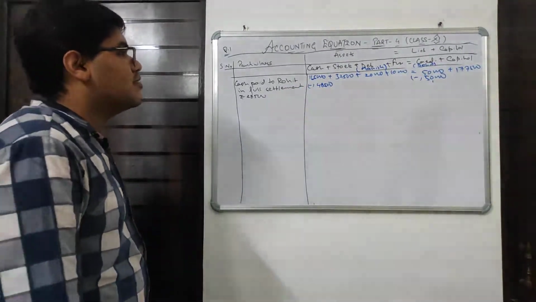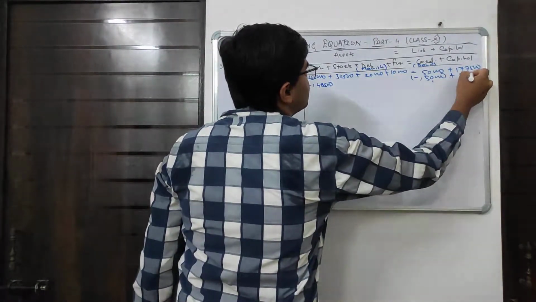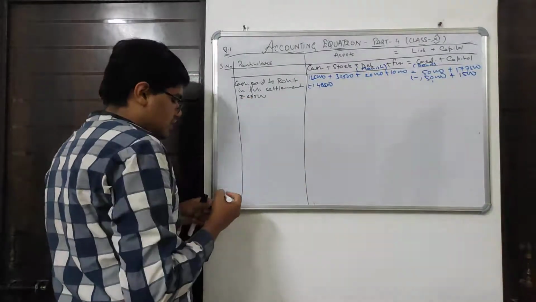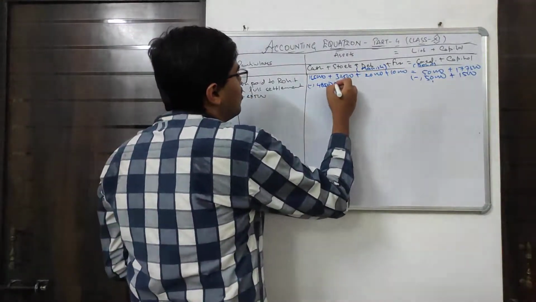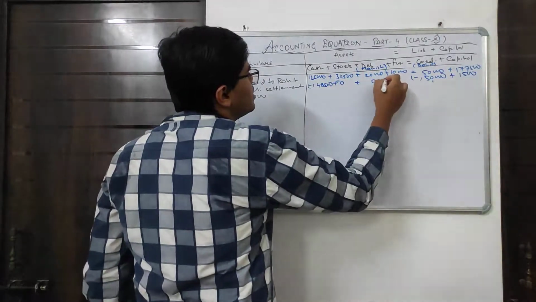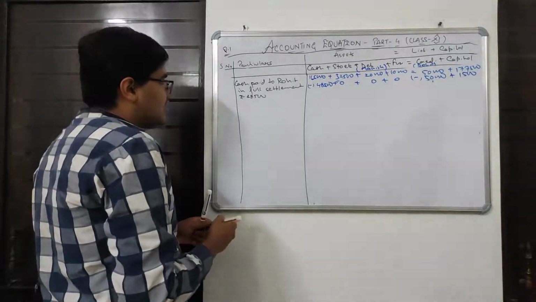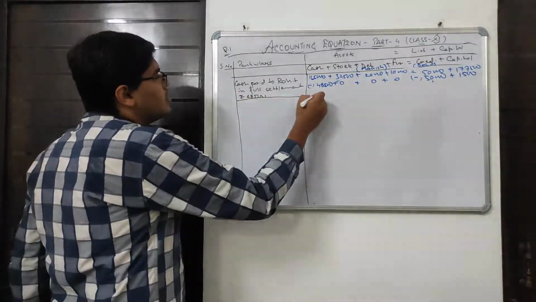So how much is the profit? Profit will be 1,500. So our equation gets balanced now, and no change in stock, no change in debtor, no change in furniture. Now let us frame an equation and see whether our equation is balanced or not.